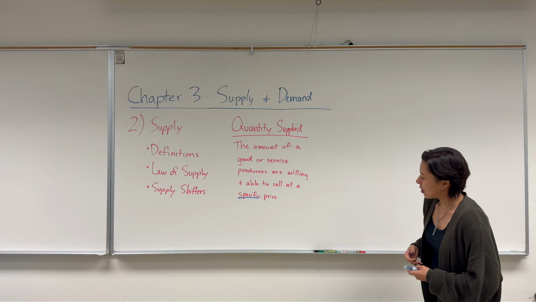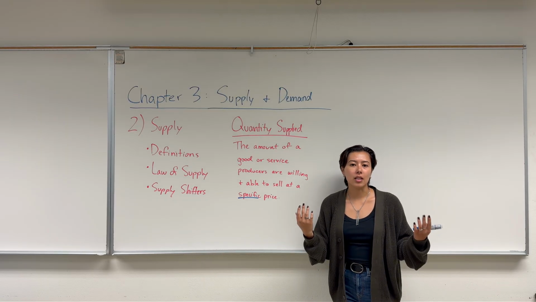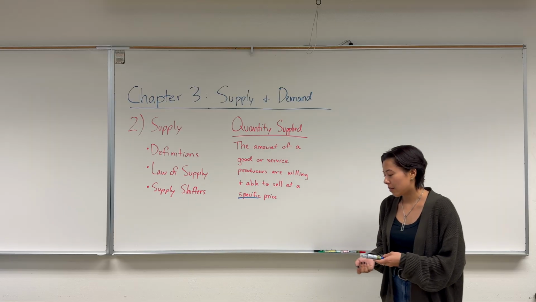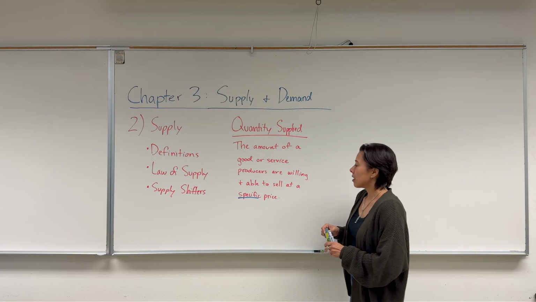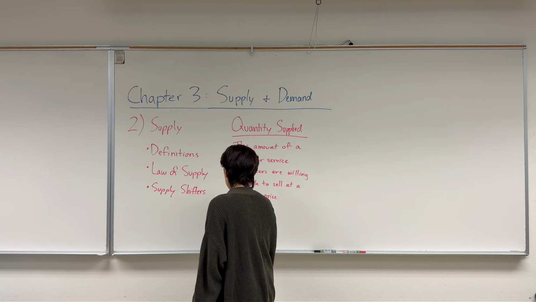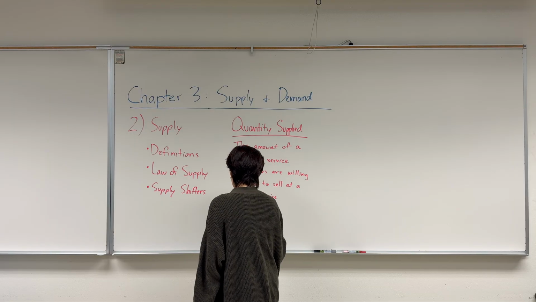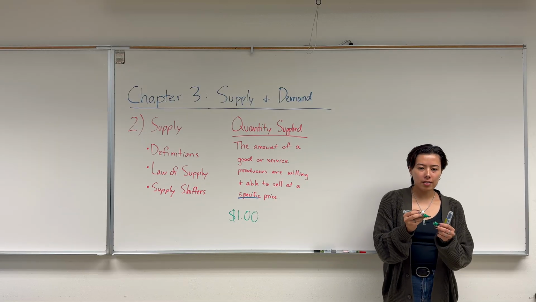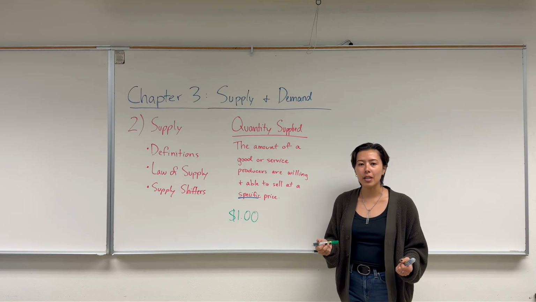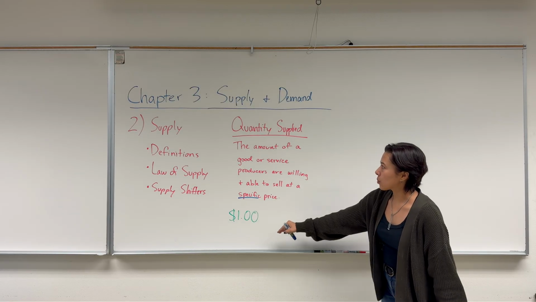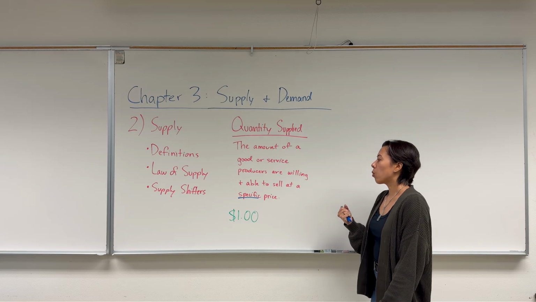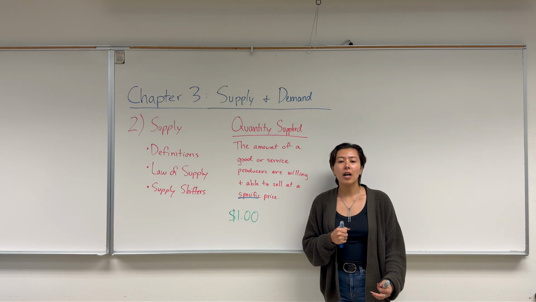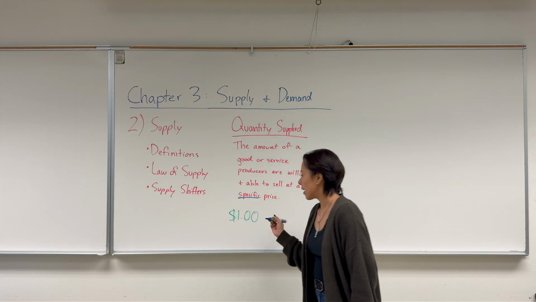So we can imagine that I'm running a lemonade stand, and let's say that right now at my lemonade stand, I can charge $1 per cup of lemonade. So that's the price that I face, that's the price that I'm selling my lemonade for, and at this price of $1 per cup, the quantity of lemonade that I'm willing to supply is, let's say, 50 cups.